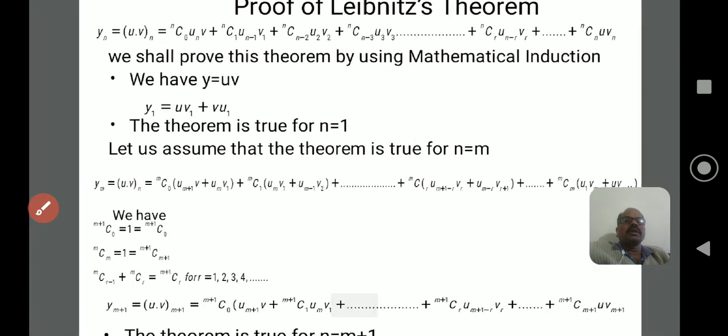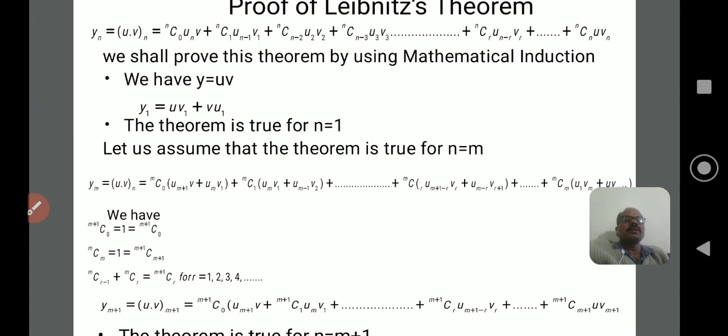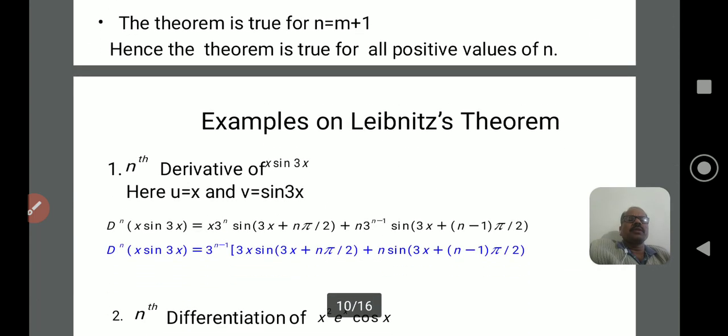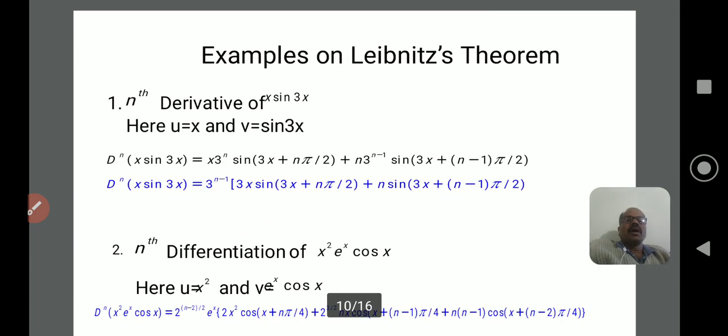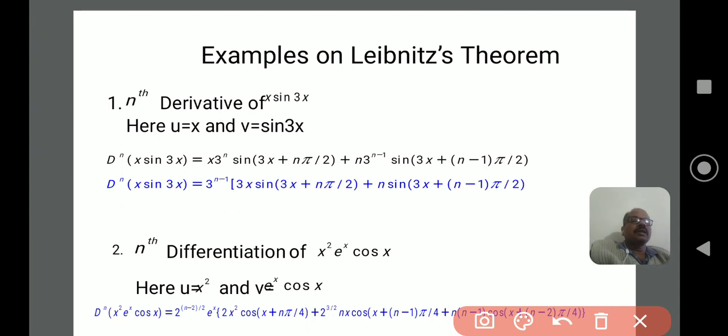Once more, let me repeat the steps. This theorem is true for n equal to 1. Next, assume the theorem for n equal to m. From this we can say it is true for n equal to m plus 1. This is the proof of the Leibniz theorem. It is a very simple proof, just like the binomial theorem. To confirm this statement of the theorem, I will take a very simple example here.